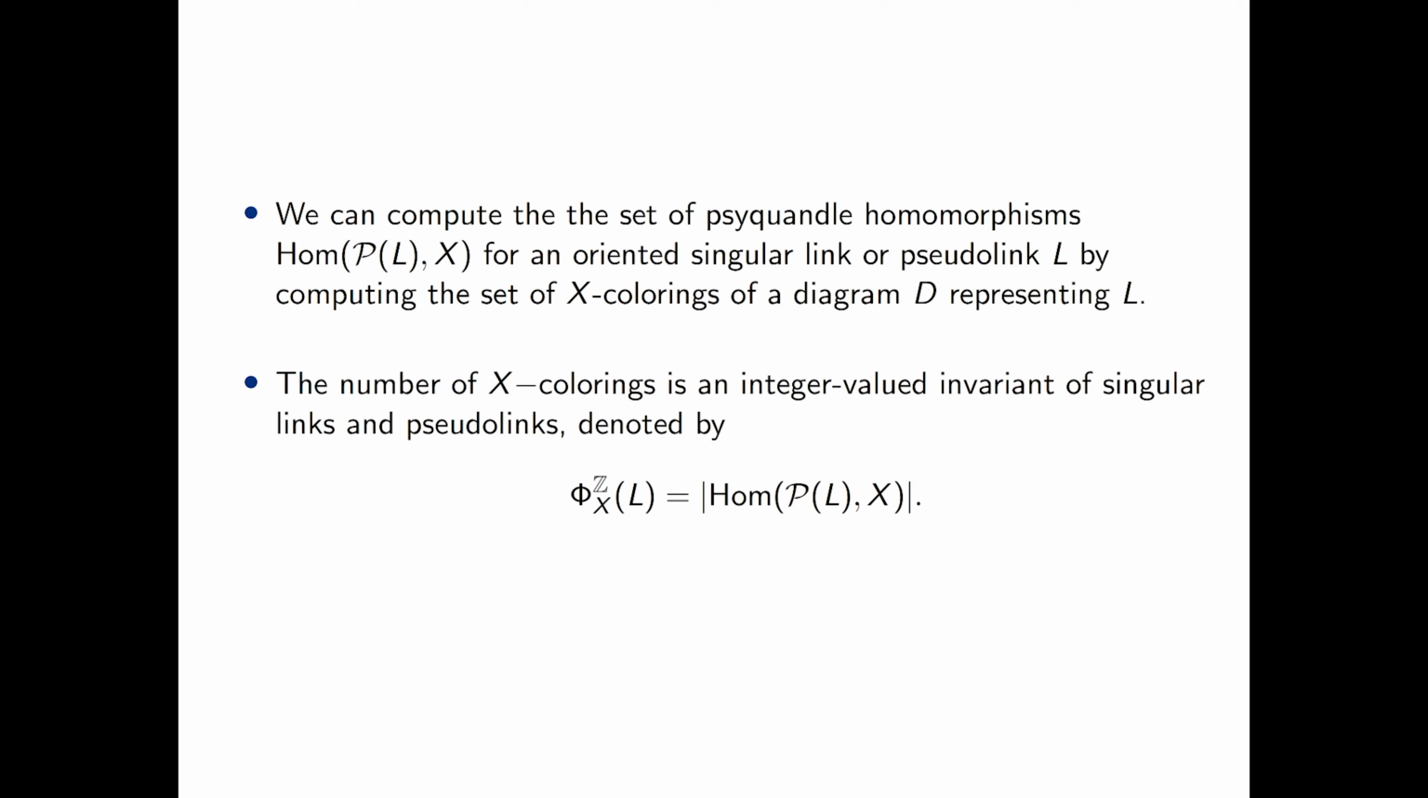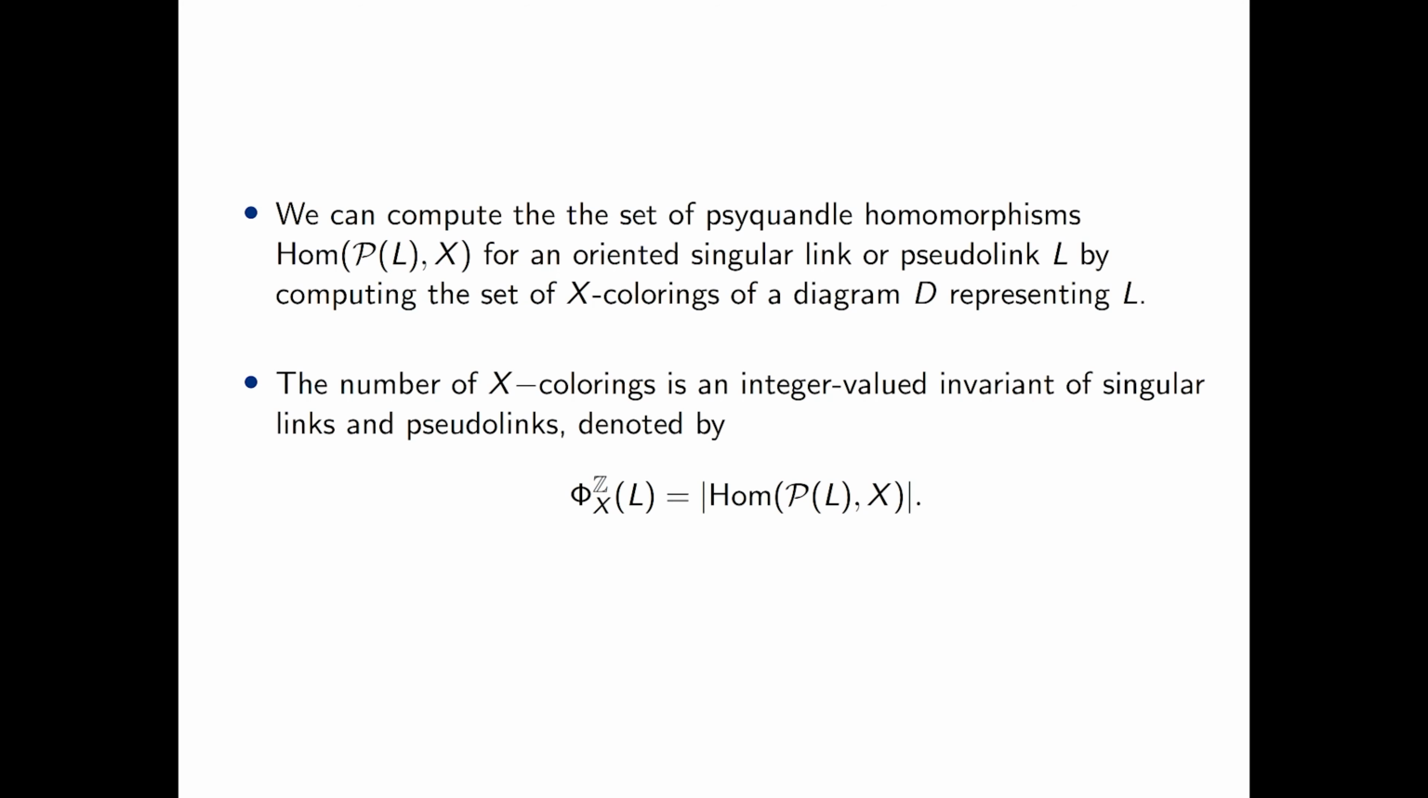So if we compute the set of X colorings of your diagram D of your singular link or pseudolink, we can take the cardinality of that set, and this is what's known as the Psyquandle counting invariant. So this is an integer valued invariant for singular links and pseudolinks. Of course, this depends on whether you have a P1 adequate Psyquandle or if you're just using a Psyquandle.